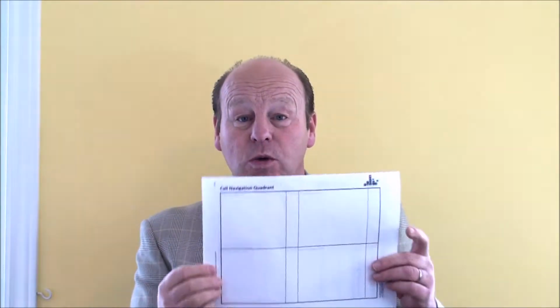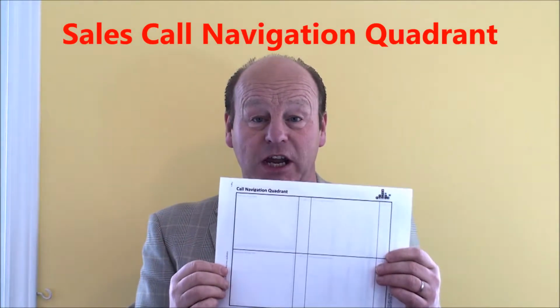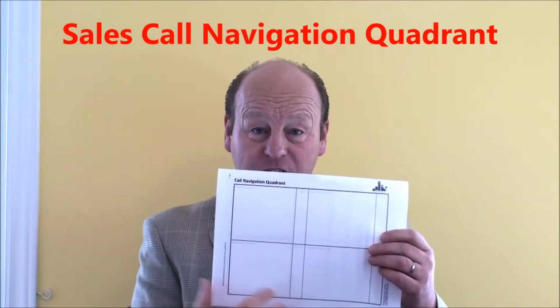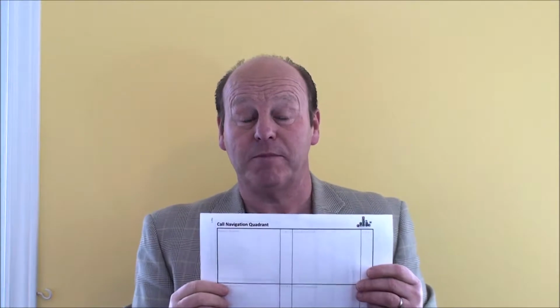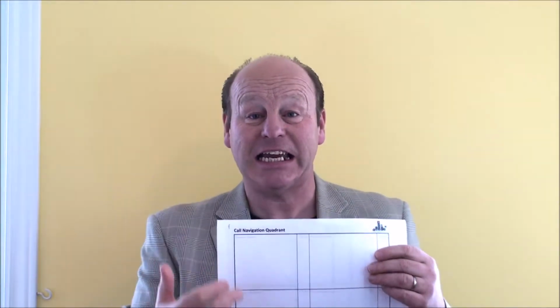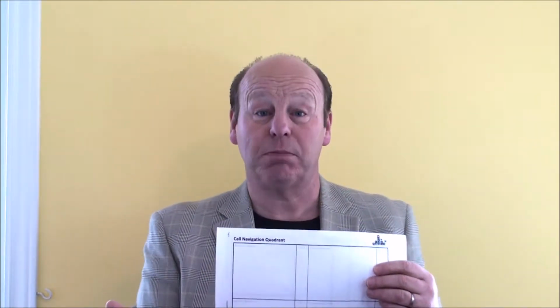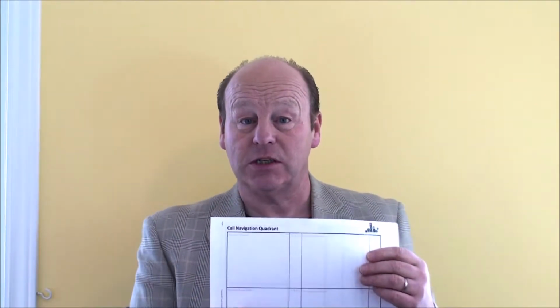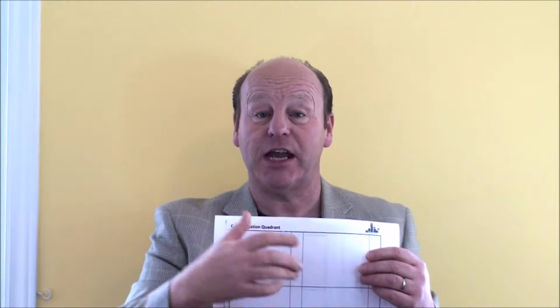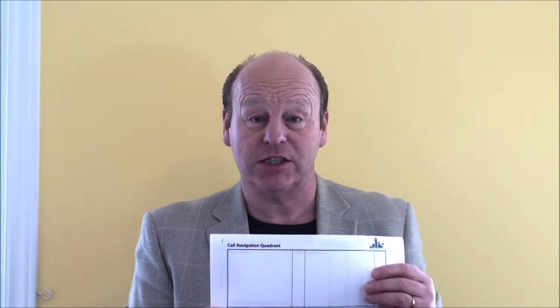Page 3 is where we take the takeaways on page 2 and we put them into a sales navigation quadrant. The purpose of this is to help us to navigate the conversation with the potential buyer. If there are potentially, let's say, 6 things that you can supply in terms of takeaways to your buyer, they will be on this sheet. And this sheet will help you to navigate the conversation around those 6 items.